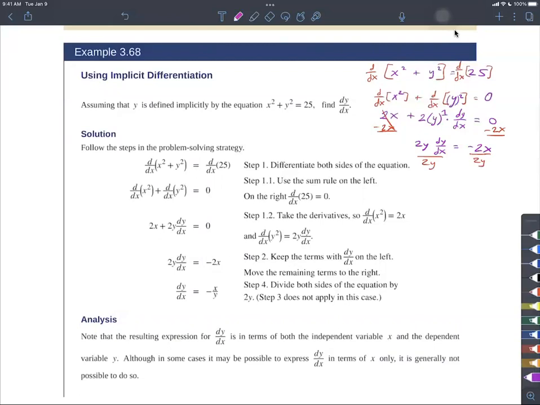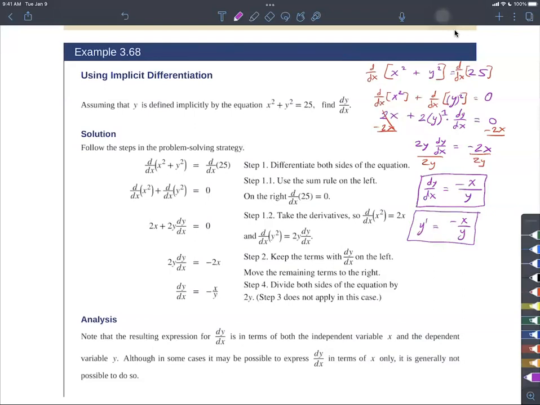And so we get, on the left-hand side, dy/dx is equal to negative, the 2's cancel, so we'll write this negative x over y. And that is our derivative. This is the derivative of y with respect to x. You could even call it y prime if you'd like. y prime is equal to negative x over y. And notice that it is the derivative, but it's not purely in terms of x. It also has a y in it, which is okay.